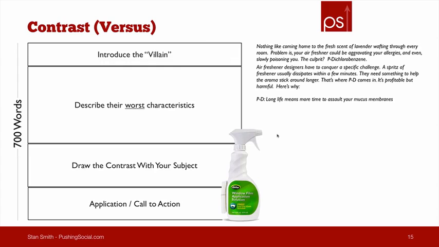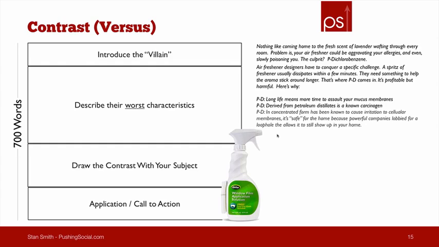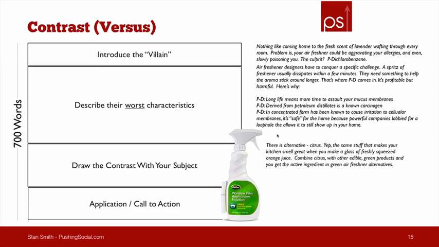And here we go. PD, long life means more time to assault your mucous membranes. PD is derived from petroleum distillates, which is a known carcinogen. PD in concentrated form has been known to cause irritation to cellular membranes. It's safe for the home because powerful companies lobbied for a loophole that allows it to show up in your home. Okay, so now we're really making this villain out.